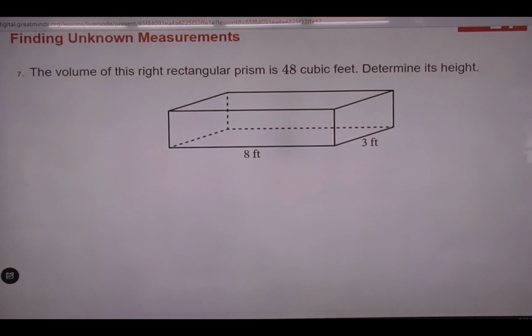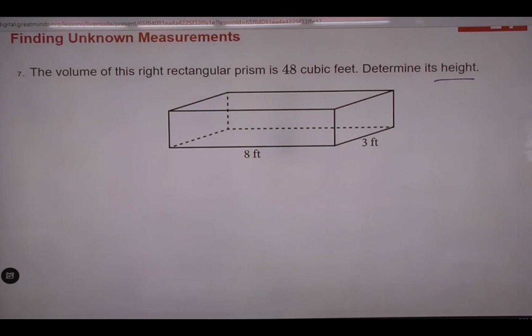All right, so right here, question number 7 and number 8 are gonna be slightly different than all the rest of them that we've done, 1 through 6. So take a look and see what is different about this one. It tells us in the directions the volume of this right rectangular prism is 48 cubic feet. Did all the rest of them give you the volume right off the bat? No. They told you to find the volume, right? So it says that they want us to determine the height. So in this problem, we're not finding the volume, we got to find the height.